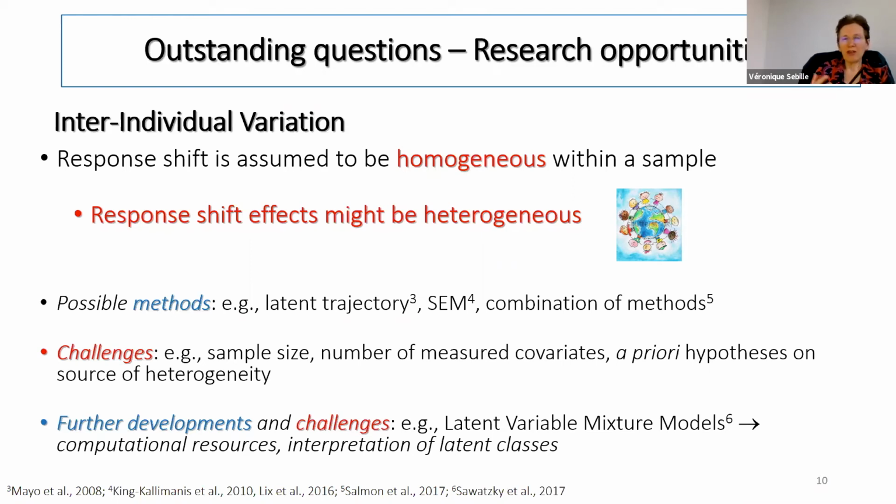Also, we can be faced with some restriction regarding the number of measured covariates that we can take into account. And sometimes for some methods, we have to make some a priori hypotheses on the source of heterogeneity, which is not always that simple. So further developments might be promising, such as extending the use of latent variable mixture models to longitudinal data, which is not, of course, without some challenges also, such as the computational resources that might be needed. And also when we use latent class models, we have to pay attention to how we interpret latent classes, which might not always be very trivial.